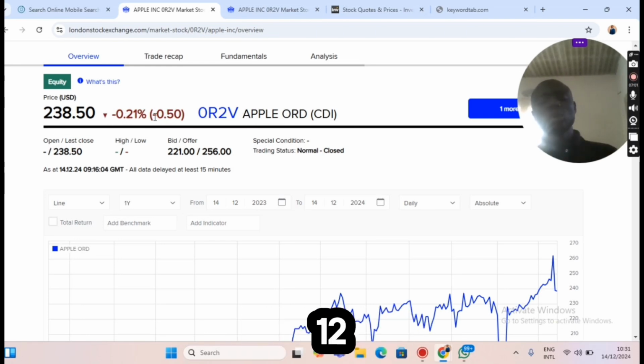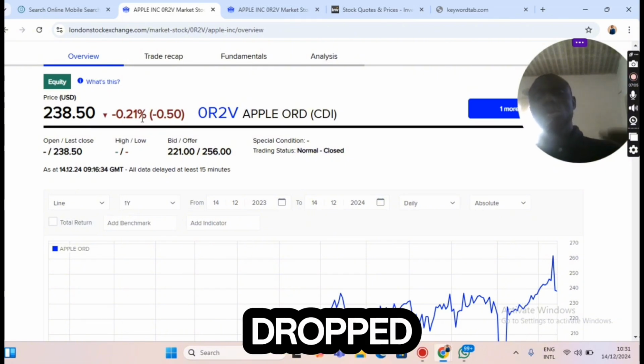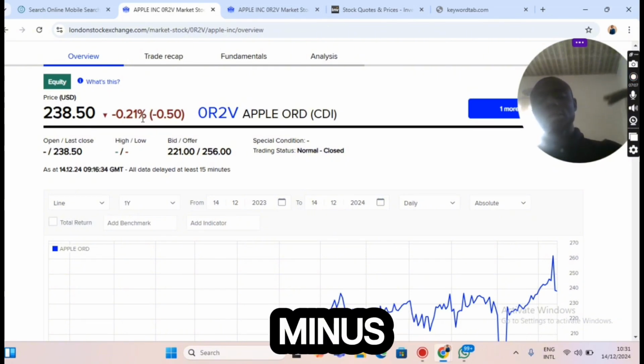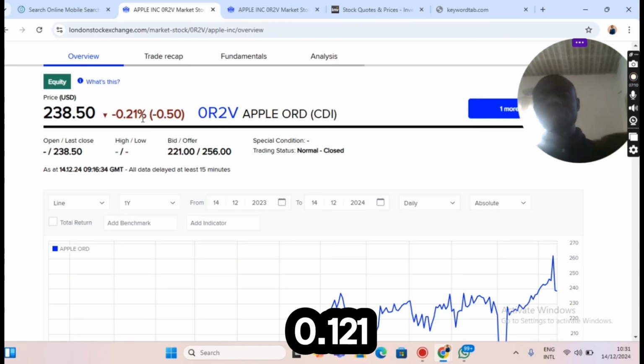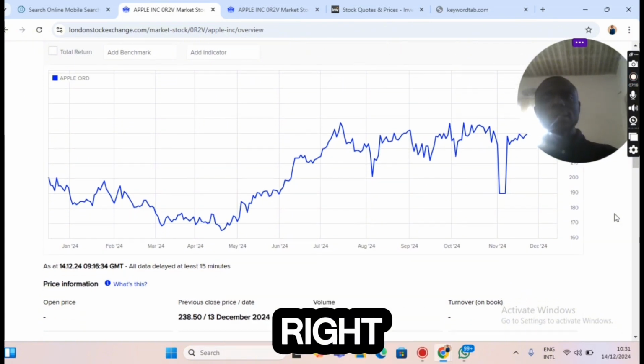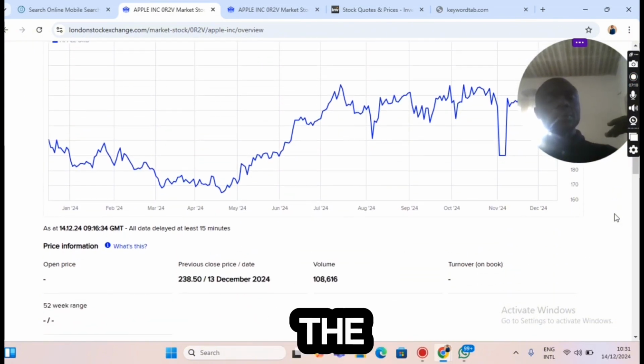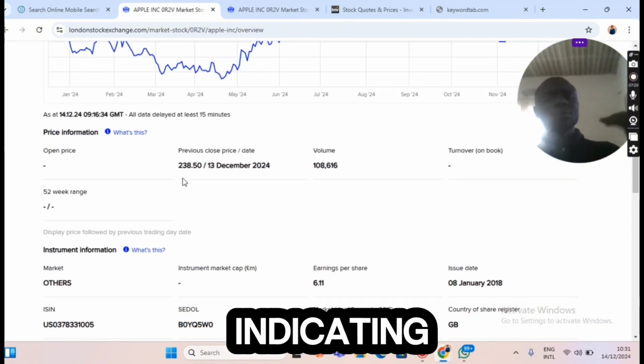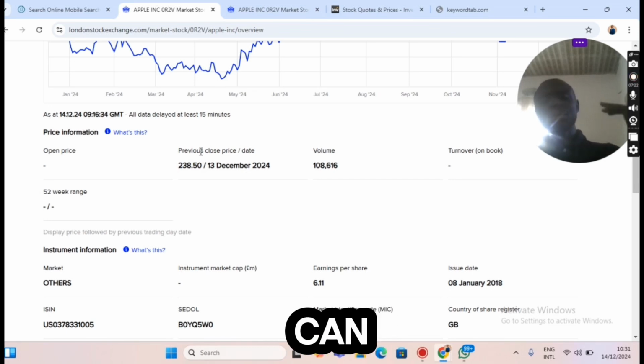Between the 12th and 13th, right? The market price has dropped by about minus 0.21%, right? And that is what the chart here is indicating. Now, in this place, you can see price information. It closed at this as at 13th December 2024.